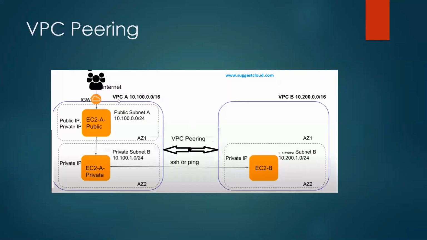What we have done so far is in VPC A, we have created a VPC and two subnets, public subnet A and private subnet B, with the CIDR block 10.100.0.0/24 for the public subnet and 10.100.1.0/24 for the private subnet. Now we have given internet access to the public subnet so that we can actually go and log into SSH, and the private subnet will not have any routes.